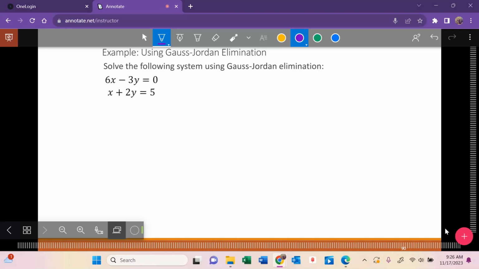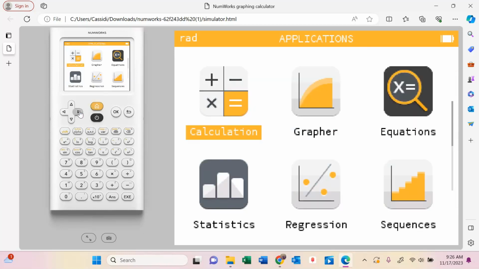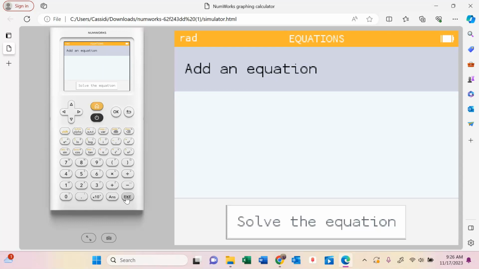I am also going to show you in NumWorks how you can use the equation function to solve these because it's a nice tool in this calculator. It doesn't use the matrices, which you can use, but it uses a different function built into this particular calculator. So I'm going to go back to the calculator and I'm going to click the home button. And then I'm going to go over to where it says equations and click enter.